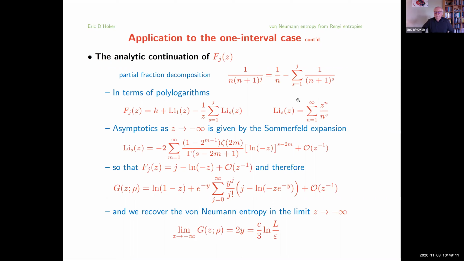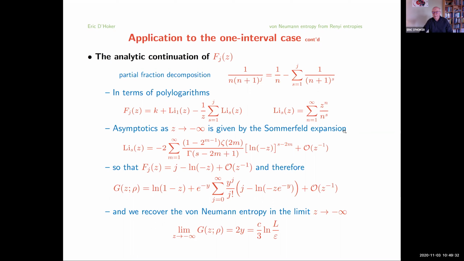Well, we've now shifted the problem of analytically continuing in z this function f to that of the polylogs, but that's actually very well known. And the asymptotic expansion for z going to minus infinity is actually given by what we in physics would call the Sommerfeld expansion.